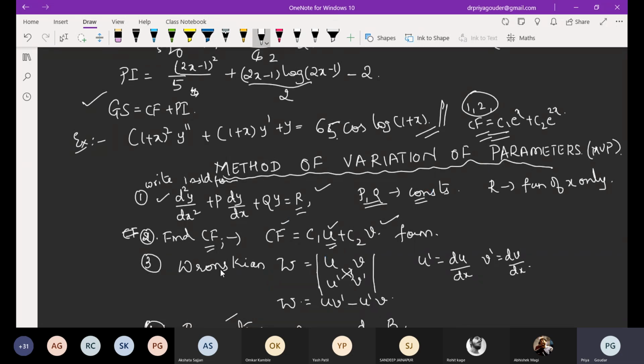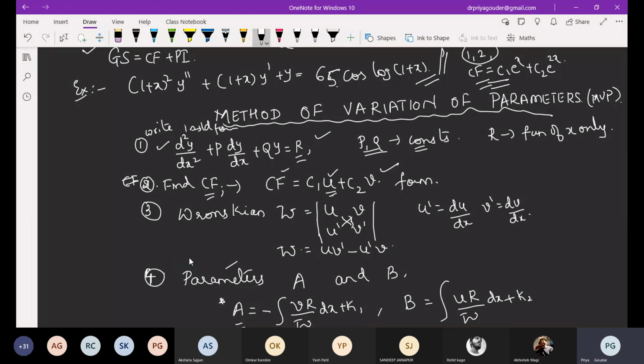Then you find one quantity called the Wronskian. This is to be found only in the MVP method. It is denoted as capital W. The elements are fixed: U, V, U dash, V dash. For a determinant, you know how to expand it: U V dash minus U dash V. This is the value of W. W will sometimes be a constant or a function of X.